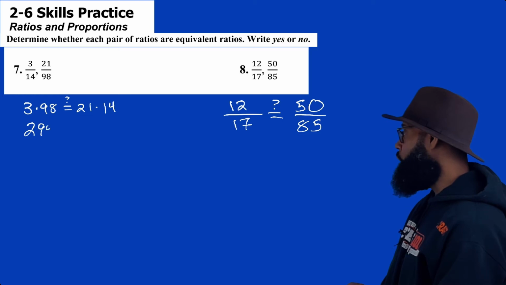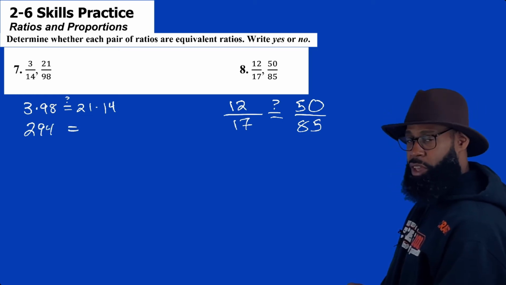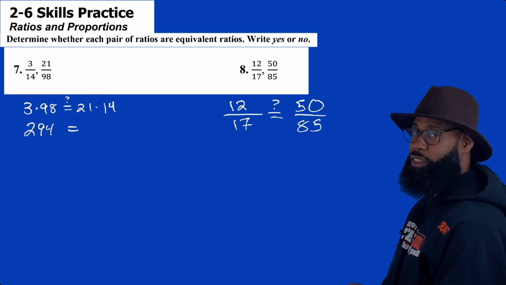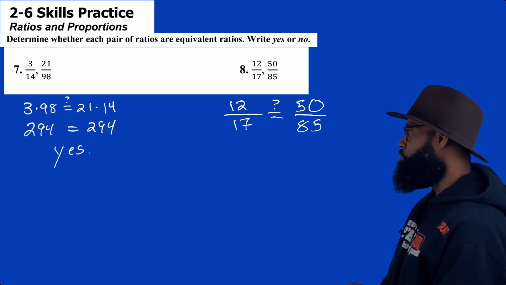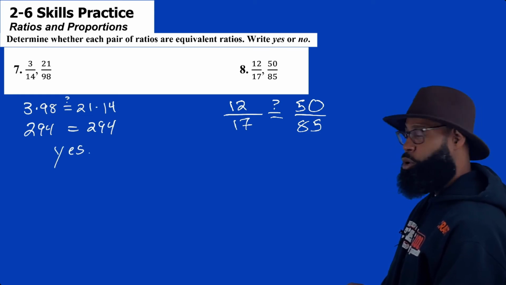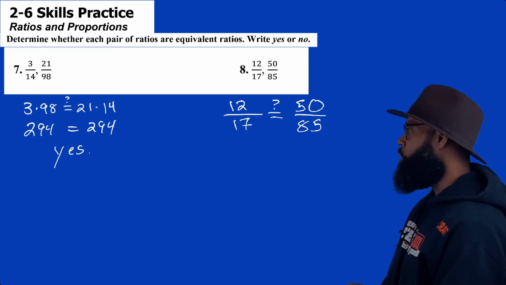So, looking and determining what's the best way for you to answer these, it goes with your understanding of the concept, what a ratio is, what a proportion is, right? So, we set up a proportion for number 8. We just cross multiply for number 7. So in my cross multiplication, 3 times 98, 294, 21 times 14, 294, boom, bang, pow.